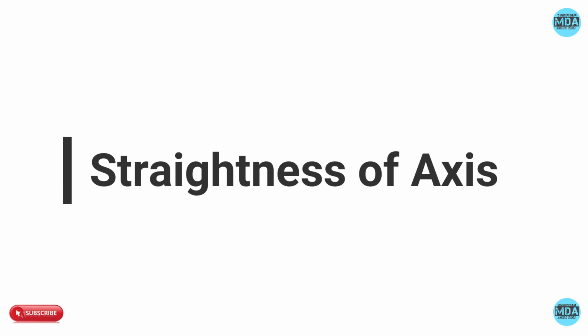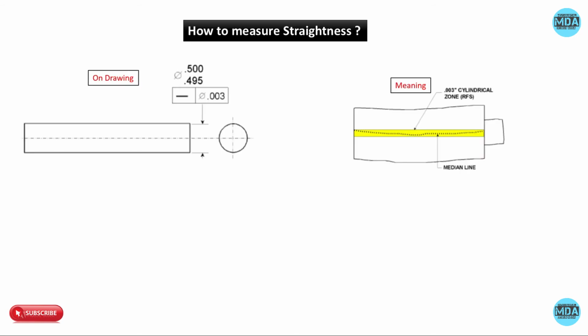In the next situation, I have applied the straightness to the diameter of the pin. So here its meaning is it forms a cylindrical tolerance zone for the axis. So understand that when we apply the straightness to the diameter, it will create the tolerance zone for the axis of that pin.